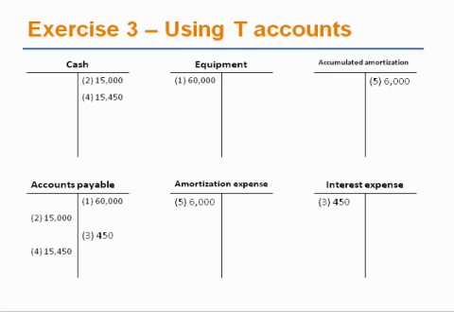The offsetting credit entry is made to an account called accumulated amortization, which is a contra account to the equipment account. When we sum up the equipment, which has a debit balance of $60,000, and the accumulated amortization equipment account, which has a credit balance of $6,000, we see that the equipment has a net book value of $54,000 at the end of the year.